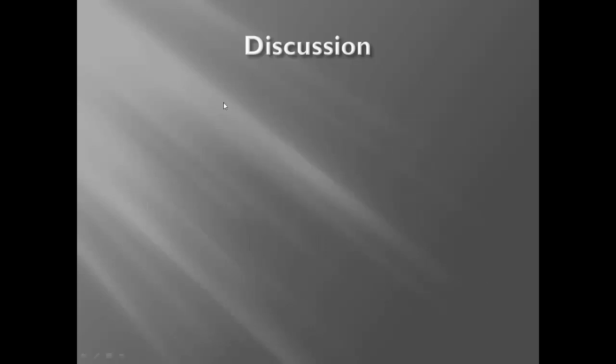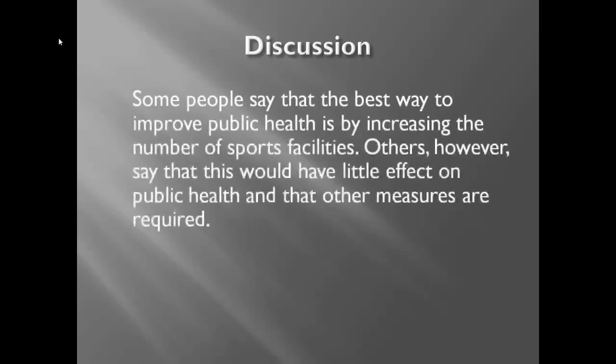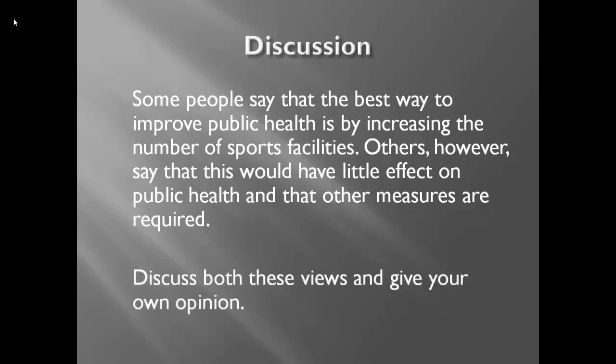So let's look at a second discussion question. Some people say that the best way to increase public health is by increasing the number of sports facilities. Others, however, say that this would have little effect on public health and that other measures are required. So you can see again, they're showing both sides of an argument. They're showing one side and the opposite side. And again, they ask you to discuss both these views and give your own opinion. So you should see the difference between an opinion question and a discussion question. Opinion is one side, do you agree or disagree? Discussion is 2 sides and you need to discuss both of them.